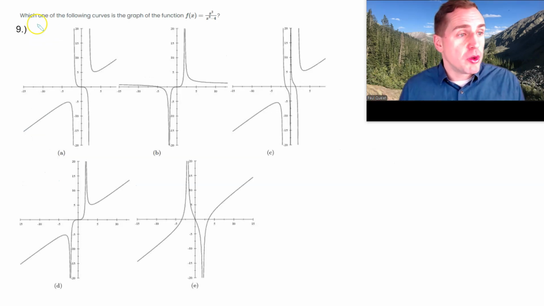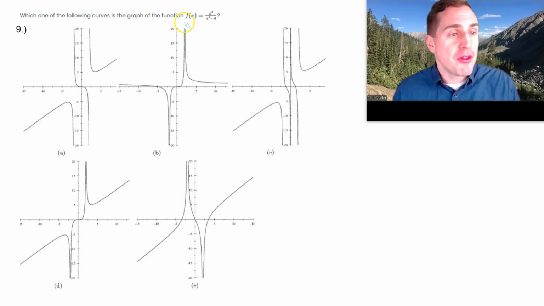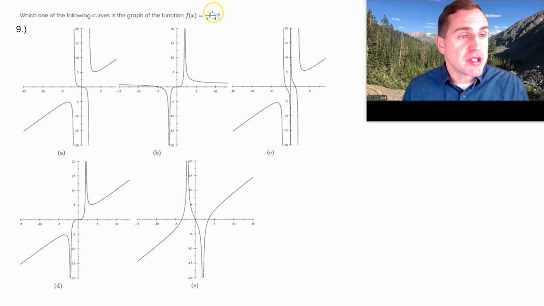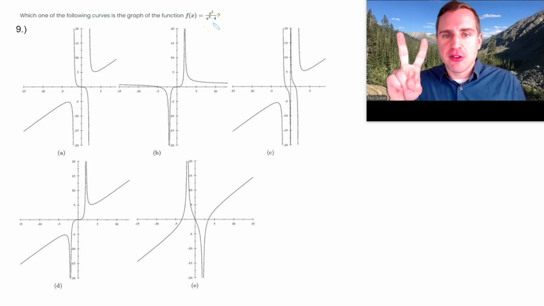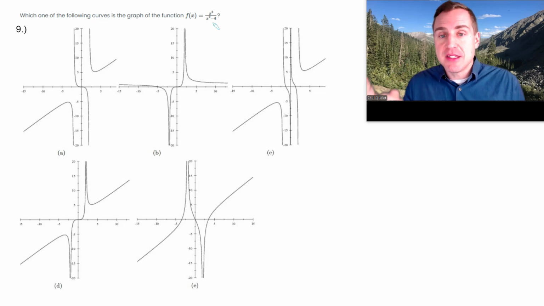Let's look at this question. Which one of the following curves is the graph of the function f of x equals x cubed over x squared minus 4? Okay, so this is a rational function, and we note that x squared minus 4 has two possible values for its denominator to be 0.